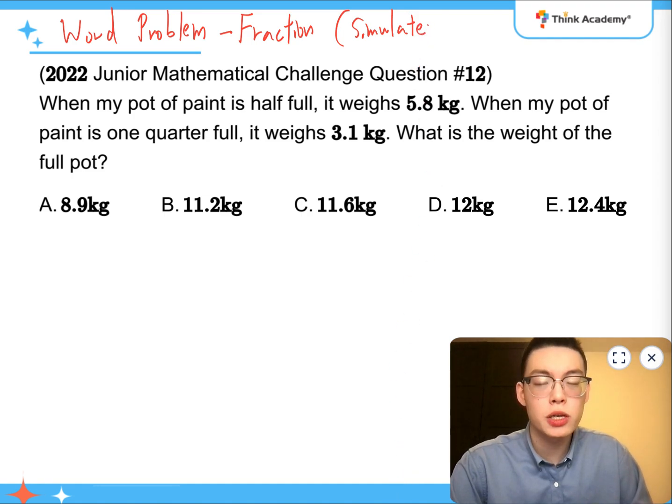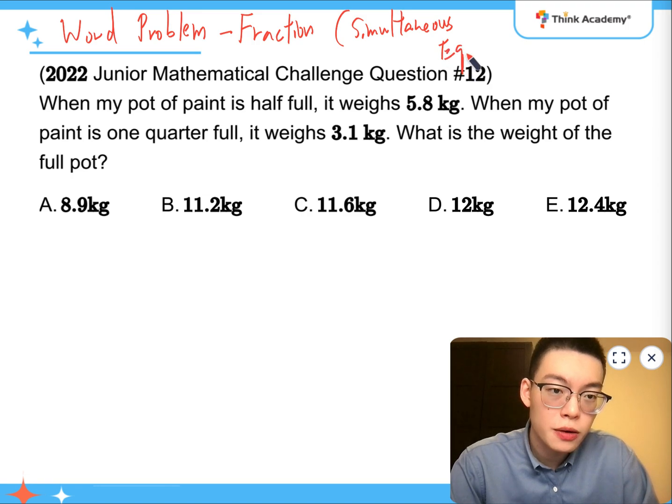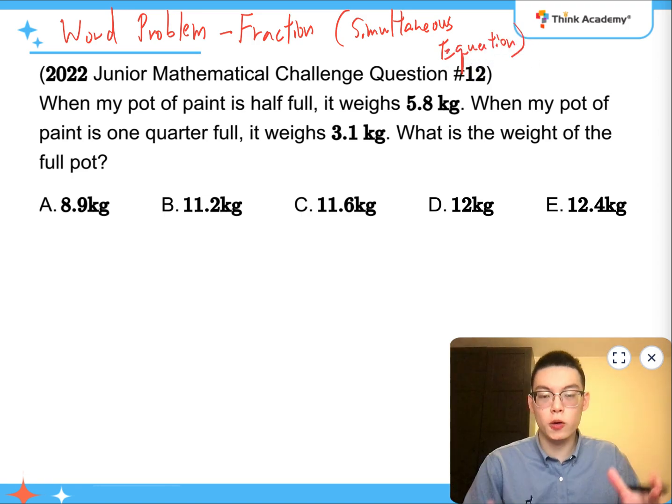How do we spell simo? Oh, I see what happened. Simultaneous equations. Because we don't know the weight of the pot.